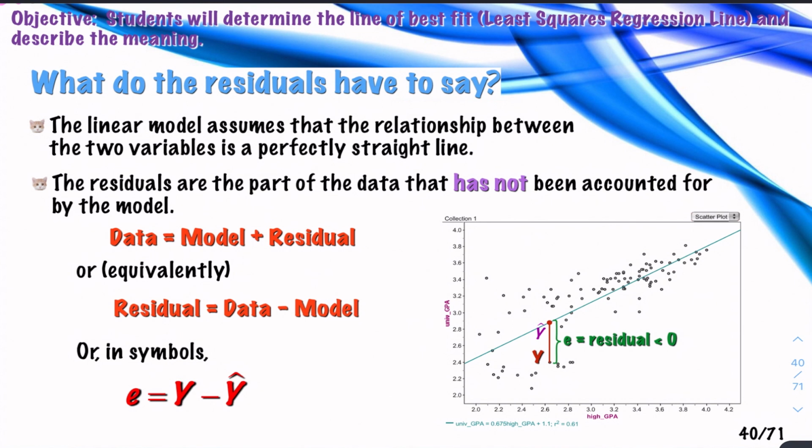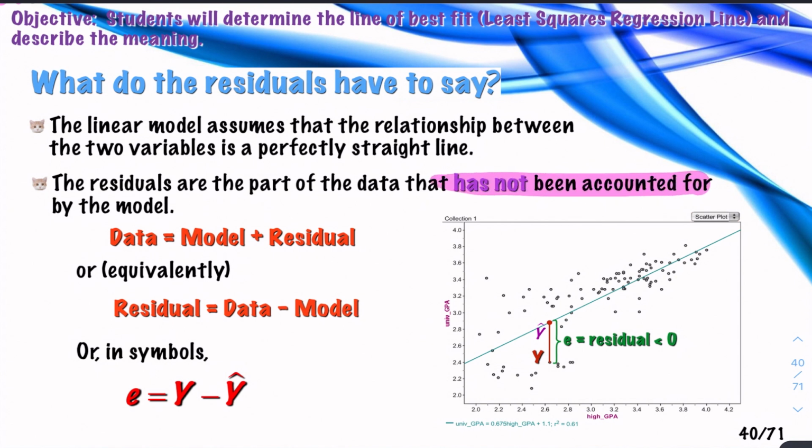So we are moving on to part 3, and this is where we start seeing how our model deviates from the actual data. So I want you to think back. We started this whole conversation with talking about residuals and how far away from our line of best fit our actual data is. So with a linear model, it assumes the relationship between the two variables is a perfectly straight line. So the residuals are the part of the data that has not been accounted for yet.